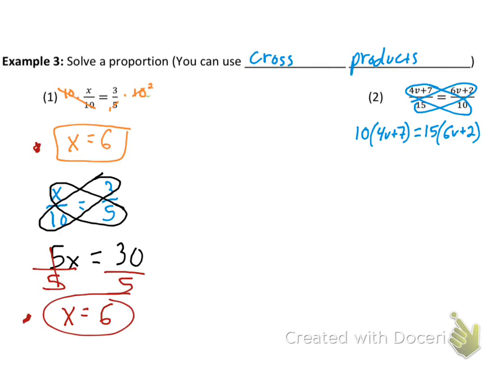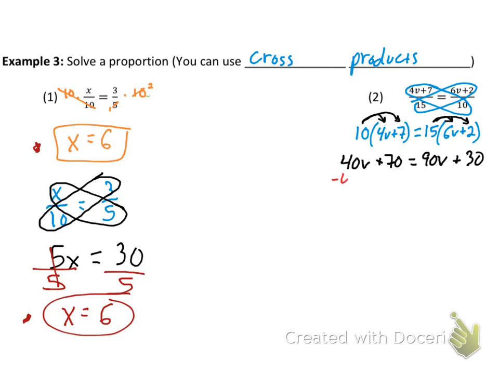And then what I need to remember to do now is to distribute my numbers. So 10 times 4v, that's 40v, plus 10 times 7, which is 70, equals 15 times 6v, which is 90v, plus 15 times 2, which is 30. And then from there, we can solve this equation with variables on both sides.